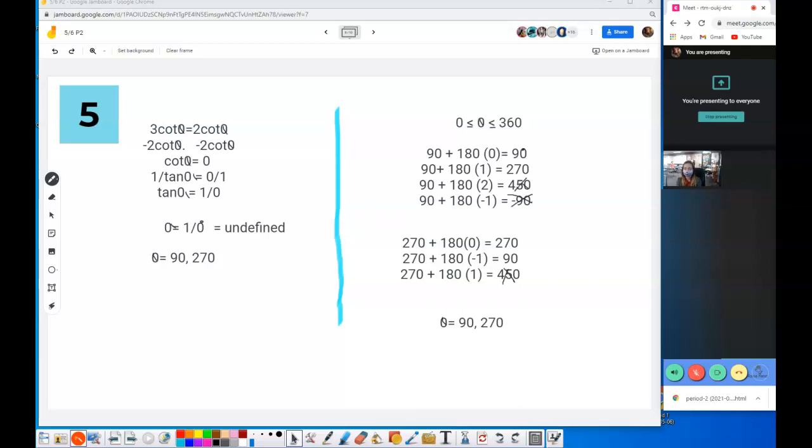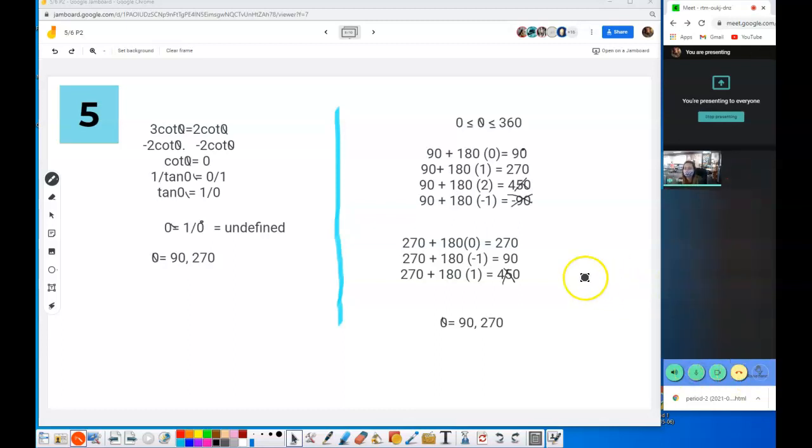So for the boundaries, it is from 0 to 360. So we did the 90 plus 180 times 0, which is 90, and 90 plus 180 times 1, and that's 270. And then if you multiply 180 by 2, or negative 1 added with 90, that goes over the boundaries and under the boundaries. And then for 270, we do the same thing, 270 plus 180 times 0, which is 270, and 270 plus 180 times negative 1, and that's 90. And if you try to do 1 or negative 2, it's under or above the boundaries.